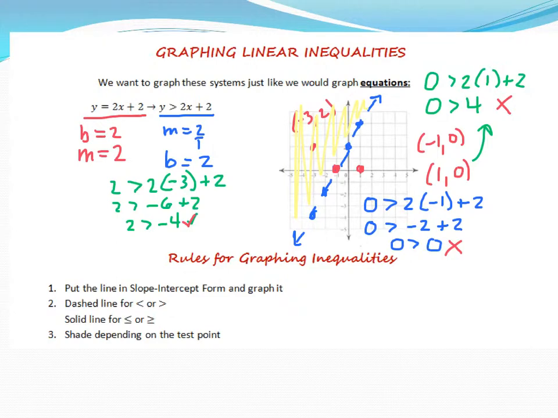Okay, so solid line for the equal to's and dashed line for the not equal to's. And then I'm going to shade depending on my test point. Here I chose a test point above. You'll get the hang of this. Things that are greater than are usually going to be above. Less than is going to be below. So that's our goal for today, being able to graph inequalities.